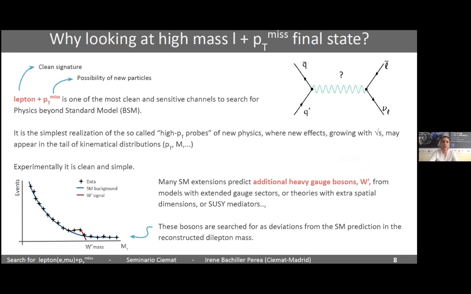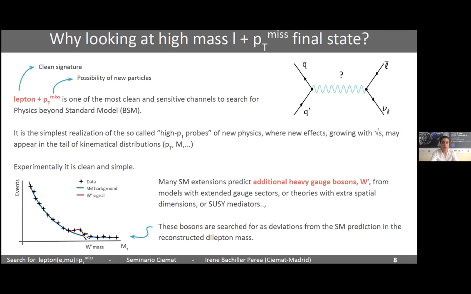Now, why look at this specific channel of one lepton and one neutrino, missing pT? Well, this is one of the cleanest and most sensitive channels to search for physics beyond the standard model. And looking at the high mass, this is one of the simplest realizations of the so-called high-energy probes of new physics, where the effects of the new physics grow with the square root of S, the center of mass energy of the collisions. And it may appear in the tail of the kinematic distributions.